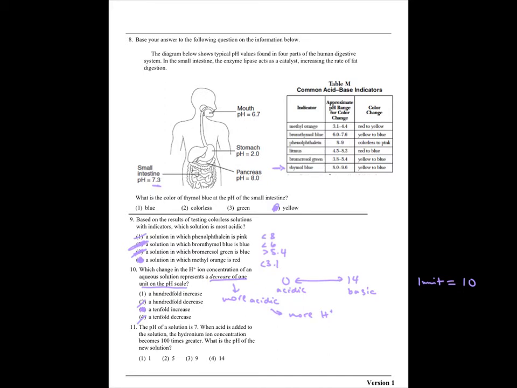Number 11. The pH of a solution is 7. When acid is added to the solution, the hydronium ion concentration becomes 100 times greater. So hydronium ion concentration means H pluses, and it's going up. So that means we're becoming more acidic. And then 100 times greater means 2 units. So we are going down 2 units to become more acidic. Remember that 0 is the most acidity. We're going down. So going down from 7 minus 2 is a new pH of 5.